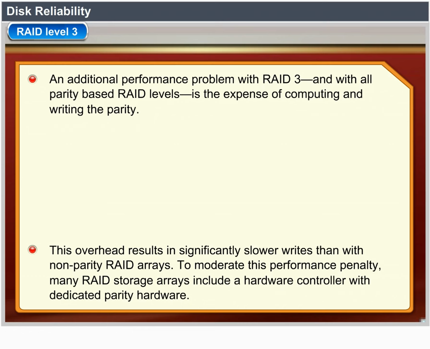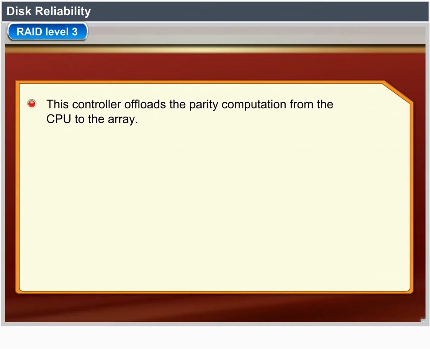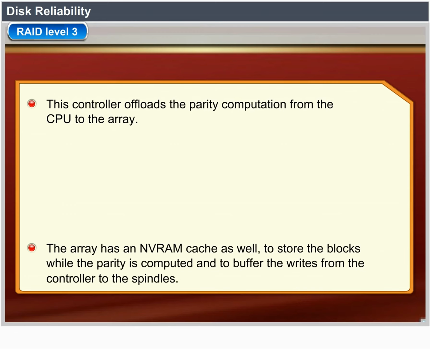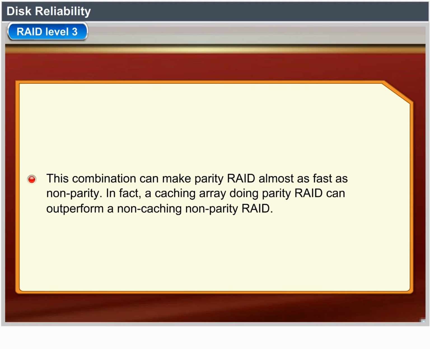many RAID storage arrays include a hardware controller with dedicated parity hardware. This controller offloads the parity computation from the CPU to the array. The array has an NVRAM cache as well, to store the blocks while the parity is computed and to buffer the writes from the controller to the spindles. This combination can make parity RAID almost as fast as non-parity. In fact, a caching array doing parity RAID can outperform a non-caching non-parity RAID.